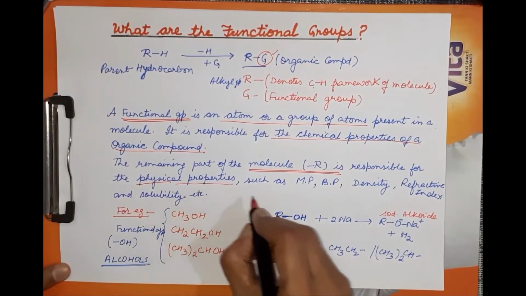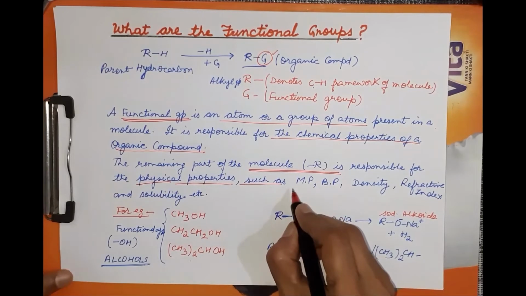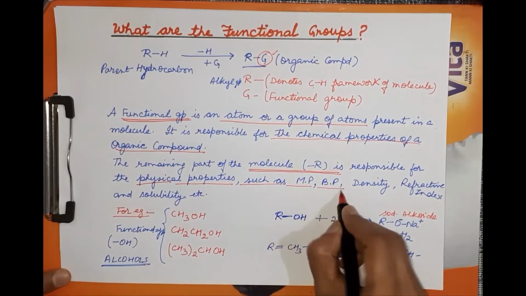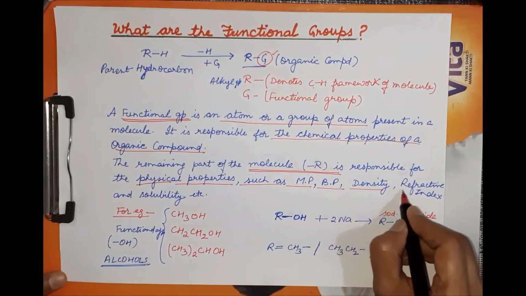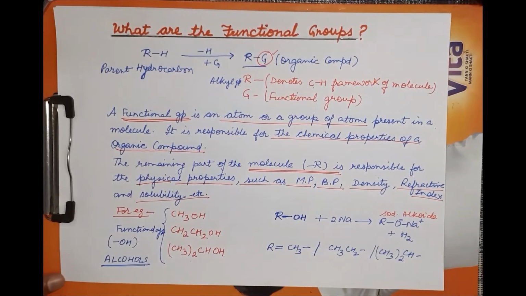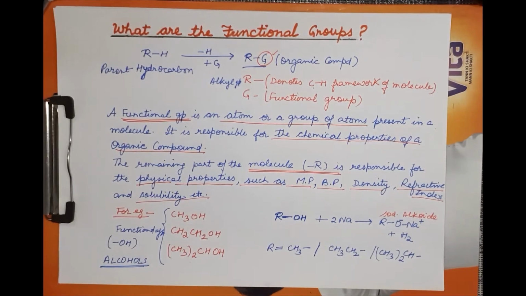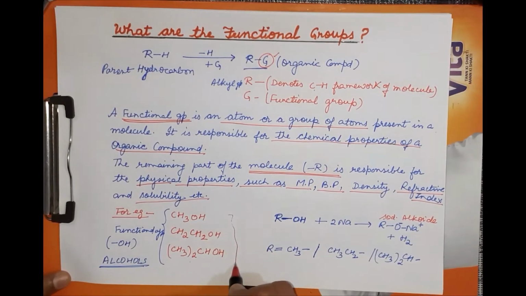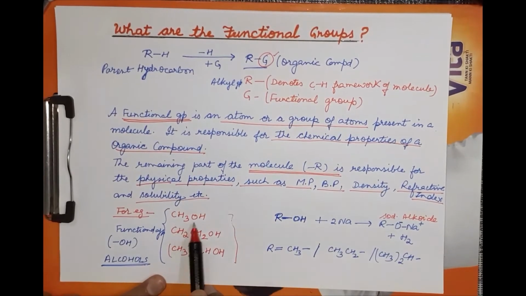R, which we also call the alkyl group, is responsible for the physical properties such as melting point, boiling point, density, refractive index and solubility, etc. So the R part is responsible for all the physical properties of a molecule. If we take an example, here I have written these compounds. This is CH3OH, methyl alcohol, ethyl alcohol and isopropyl alcohol.